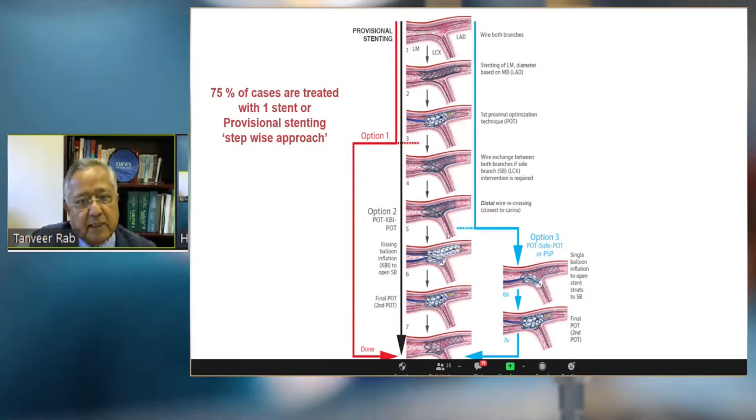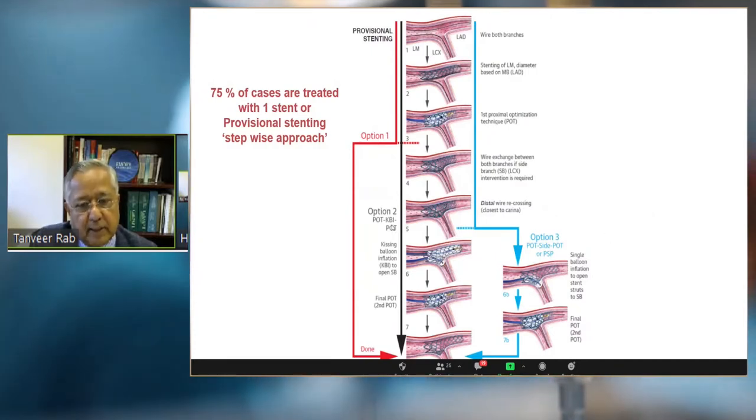However, if you have any concerns with the side branch, you then do a wire exchange in the LAD left circumflex, or put a fresh wire. But in this case, you go by the distal cell, okay? Distal cell, distal wire recross. Then you do a kissing balloon inflation, always end up with a POT.